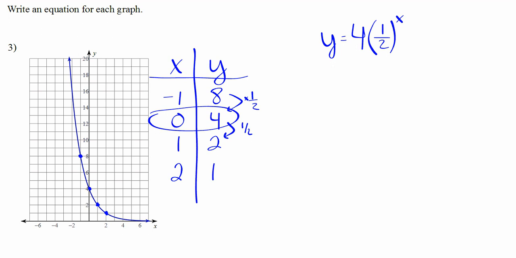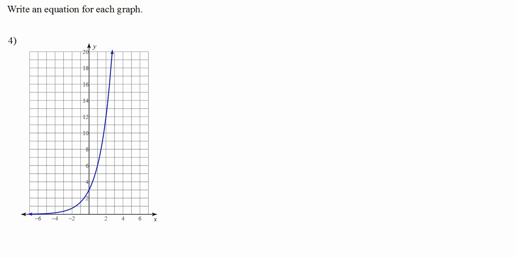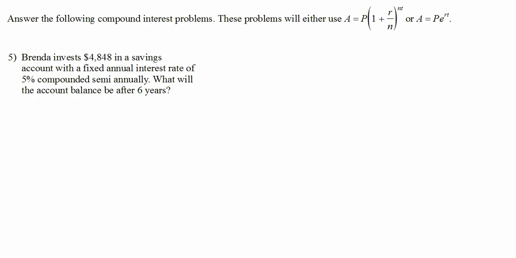Now both of those problems are exponential decay, but something like number 4 is exponential growth. So you would do the same thing, find the multiplier, find the y-intercept, which looks like it's 3 on this one, and then you write your exponential equation.